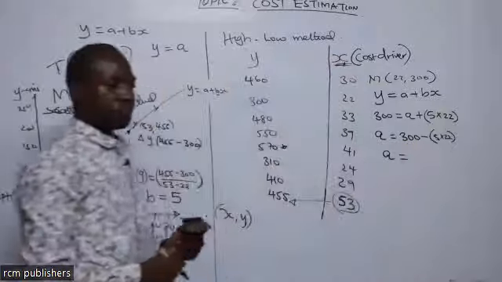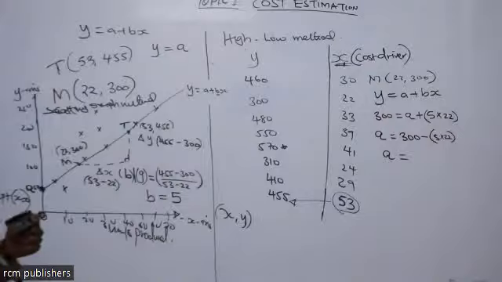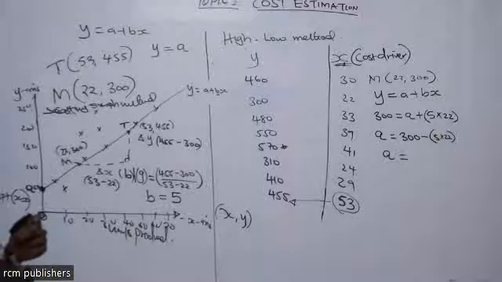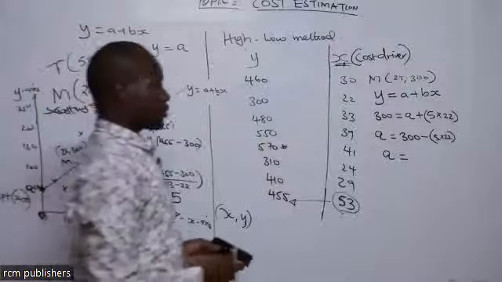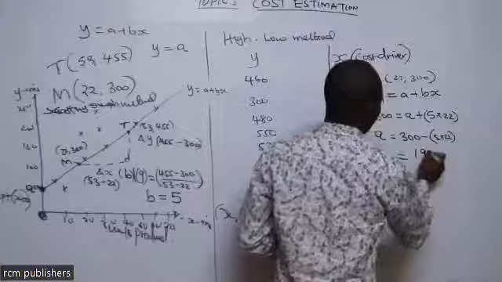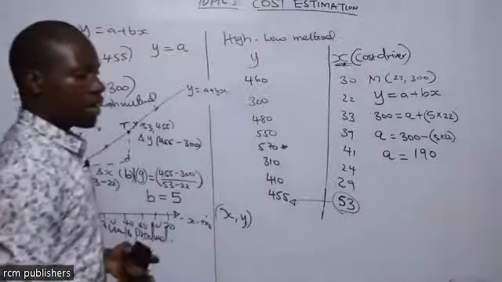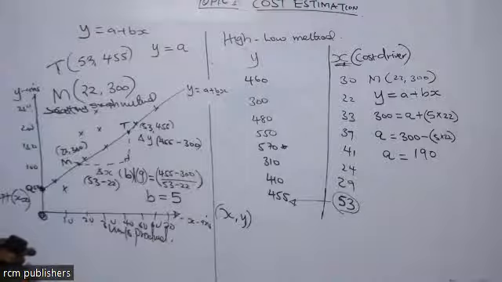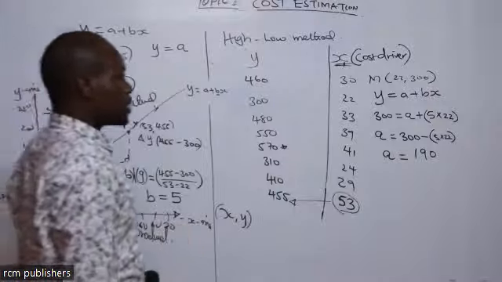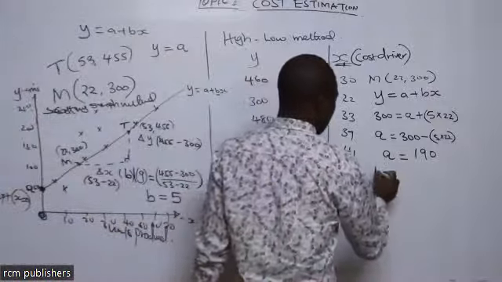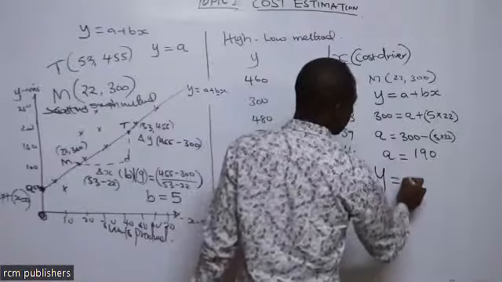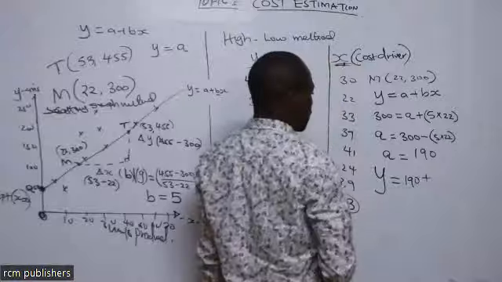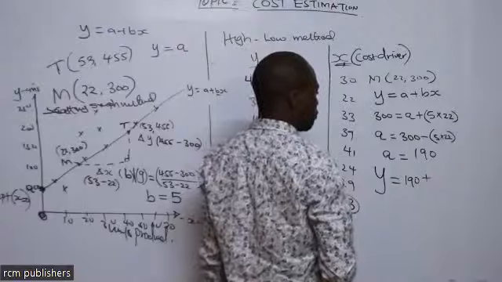What are we getting? I'm being told that it is 190. So once we get the value of a and b, it means we can now get our function. So our cost function y is equal to a, which is 190, plus bx. So what is b? It is 5x.